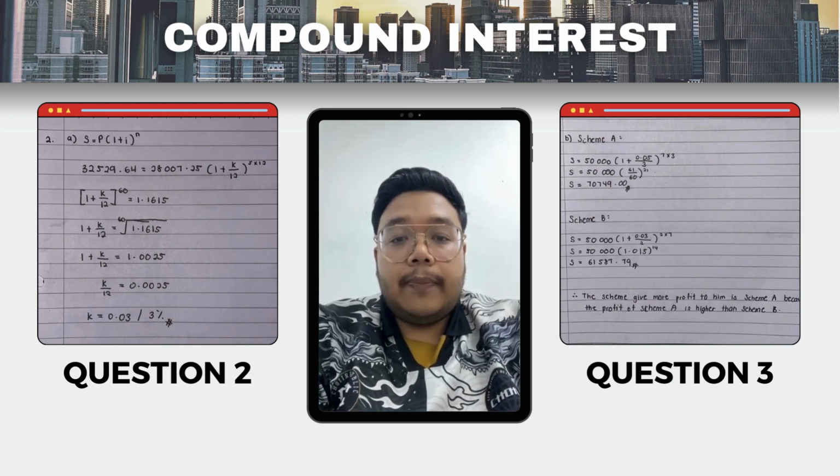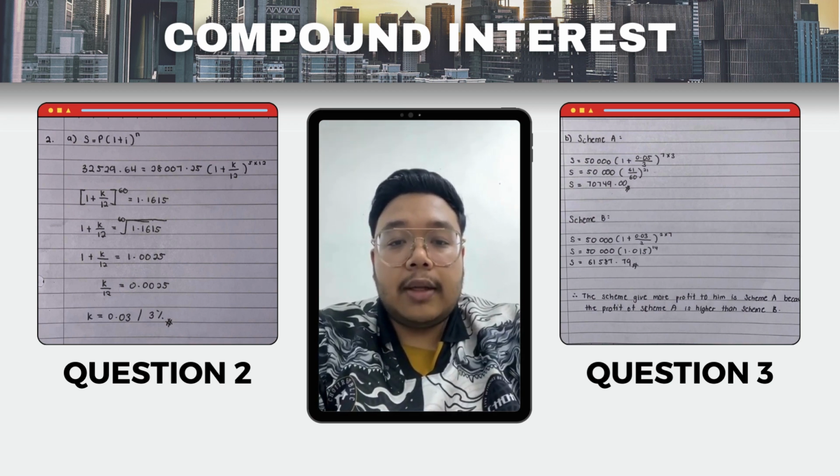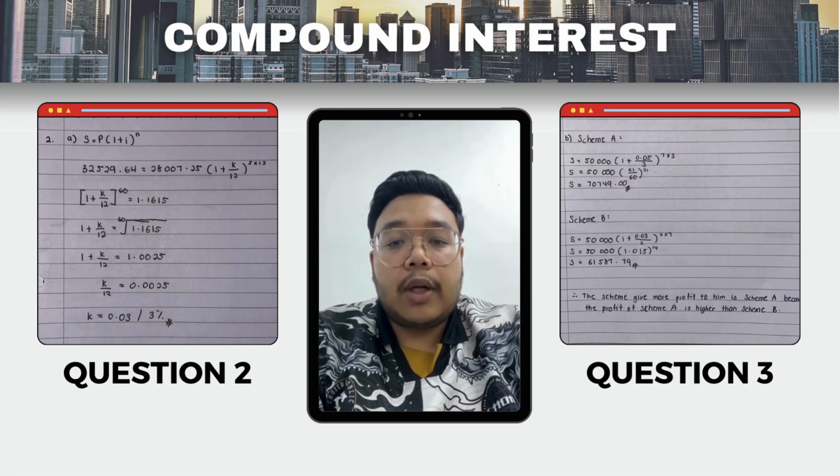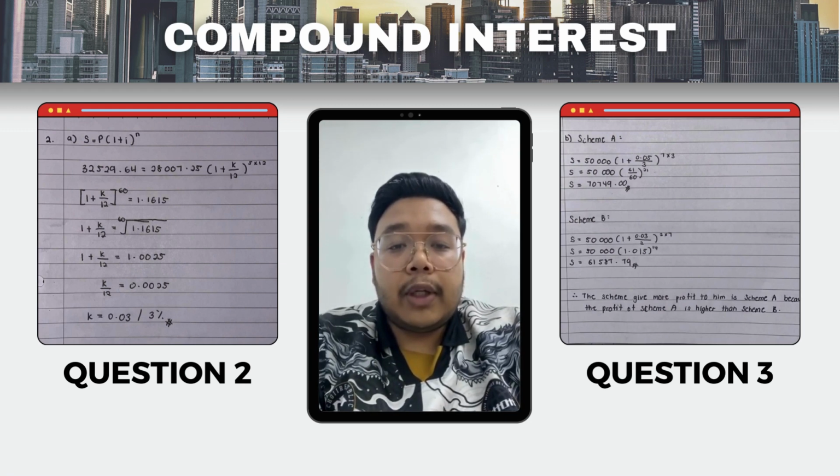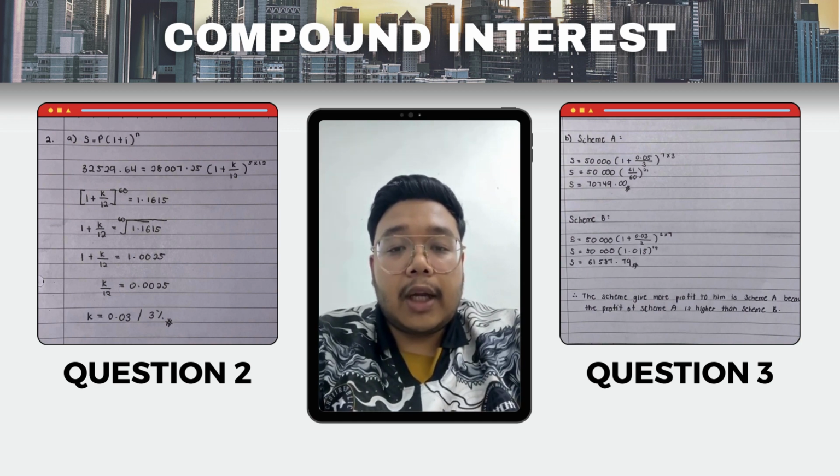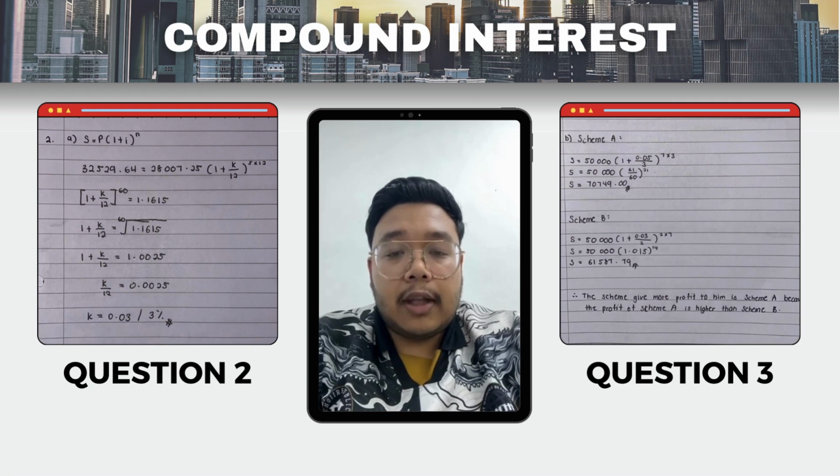For question 2B, we use the same formula, S equals P bracket 1 plus i bracket to the power of n. For scheme A, S equals 50,000 bracket 1 plus 0.05 over 3 bracket to the power of 7 times 3. S equals 50,000 bracket 61 over 60 bracket to the power of 21. The final answer is S equals 70,749.